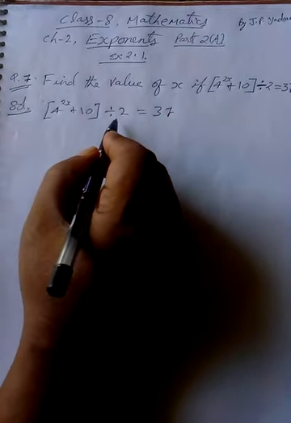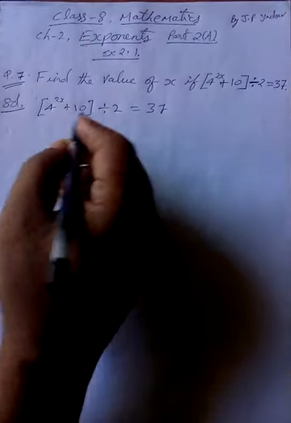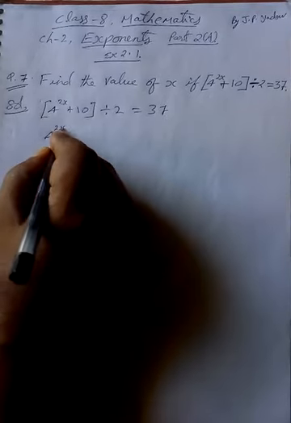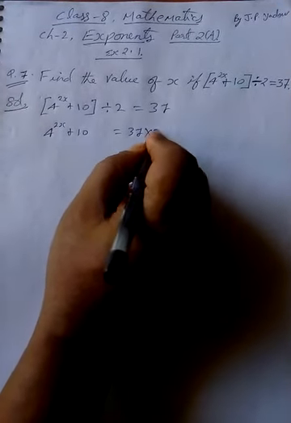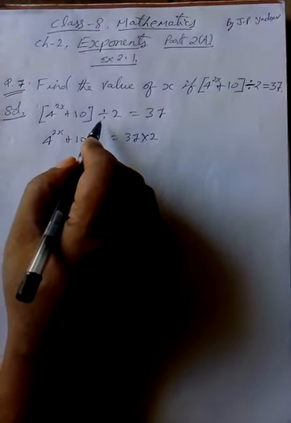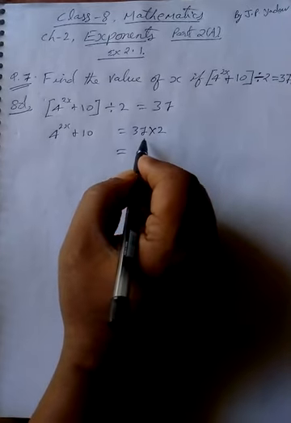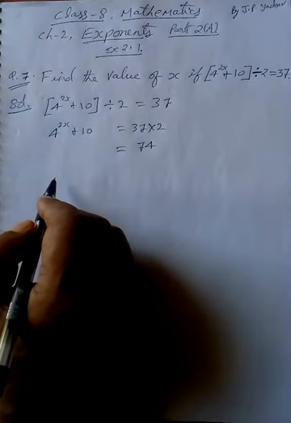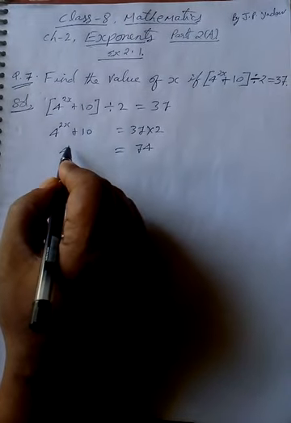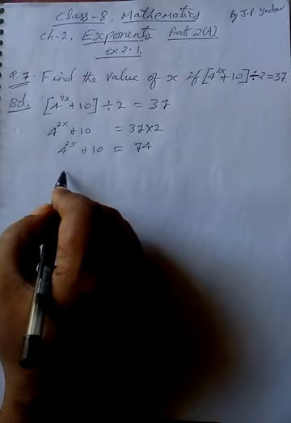Now we know it is divided here. If we transpose this 2 to the right hand side, it will become multiply. 4 raised to 2x plus 10 is equal to 37 into 2, because 2 is divided on the left hand side, so on the right hand side it will become multiply. So 37 into 2 is 74. Now 4 raised to 2x plus 10 is equal to 74.